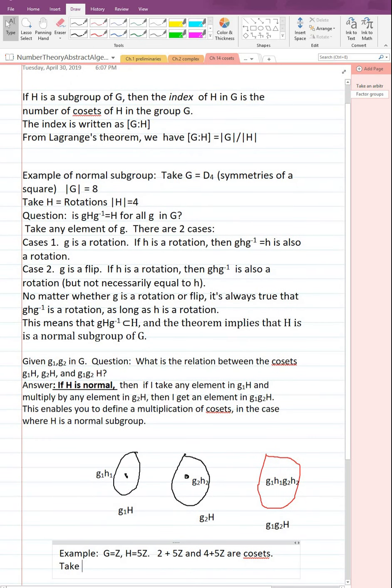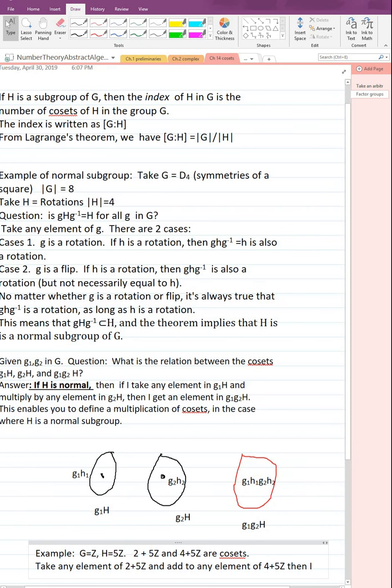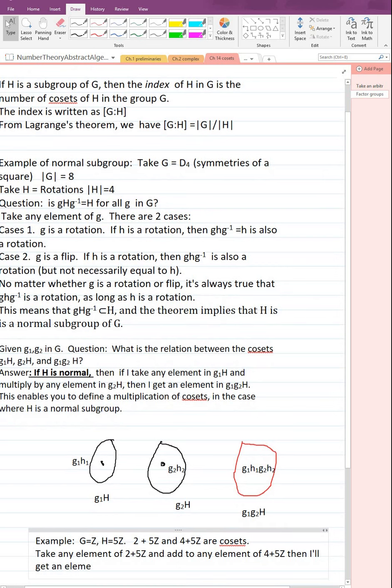So if I take any element of 2 plus 5Z and add it to any element of 4 plus 5Z, then I'll get an element in, well, I can do the 2 plus 4, which is 6 plus 5Z. Now see, that's just an example. Let's say it this way: it's in 2 plus 4 plus 5Z. So that's an example of this, but with the plus operation.